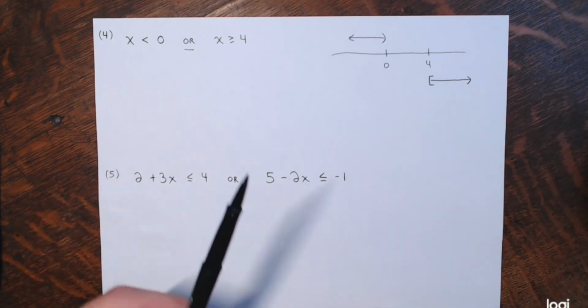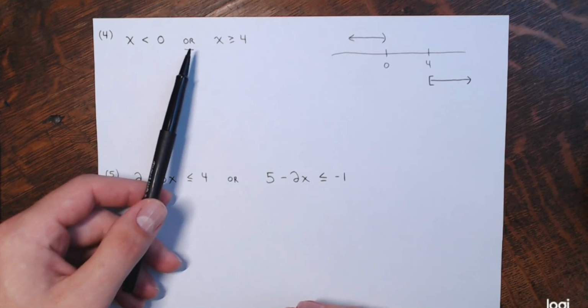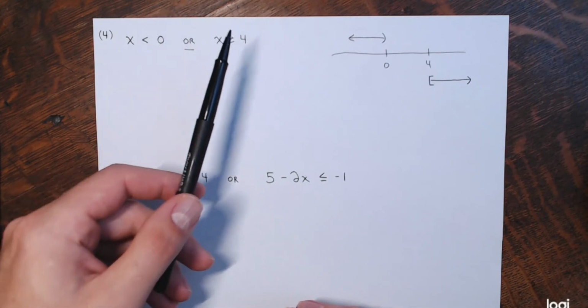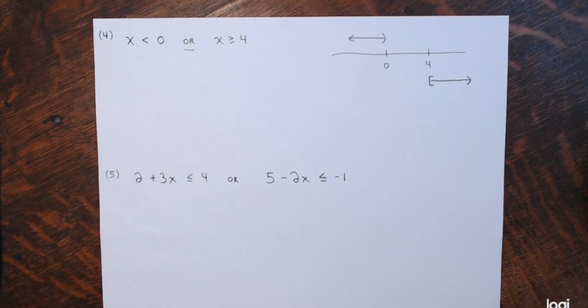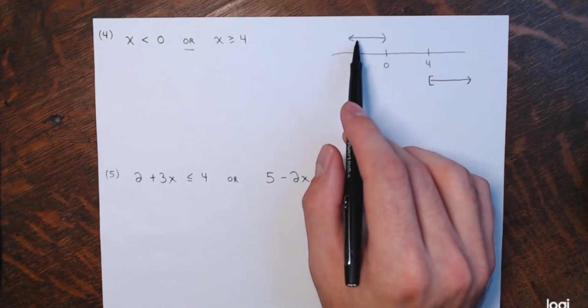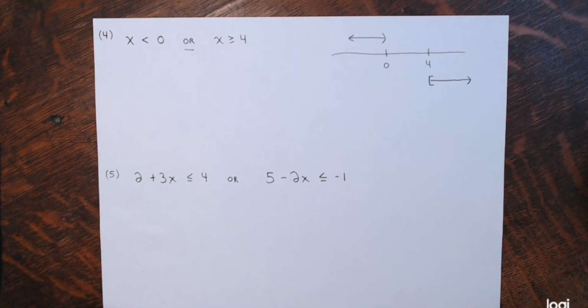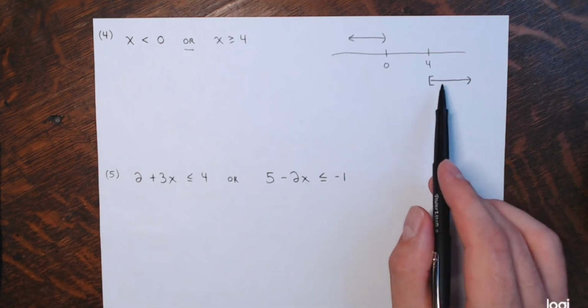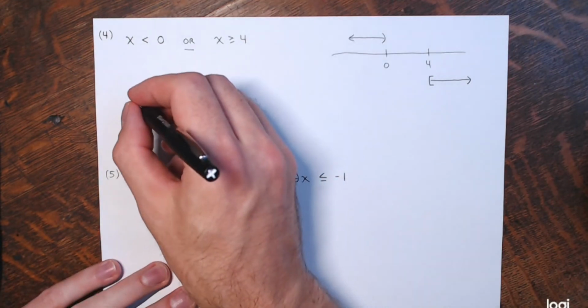And again, this is an OR inequality. So any numbers that satisfy the first inequality or the second inequality or both belong to the final graph. They are solutions of the compound inequality. So all these numbers here, they satisfy the first inequality, so they're good. All these numbers here satisfy the second inequality, so they're also part of the solution set.